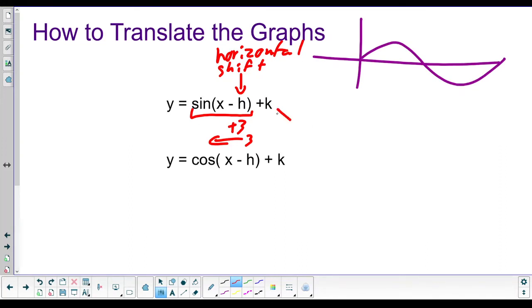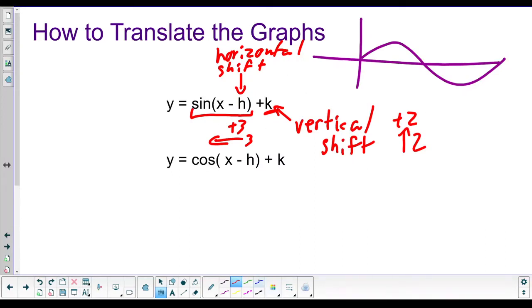Also, like every other math operation you've ever seen up to this point in your life, k is responsible for your vertical shift. That's going to just move our graph up and down however far k says. And if it says plus 2, it means go up 2, go in the positive direction 2. k's sign is not reversed.